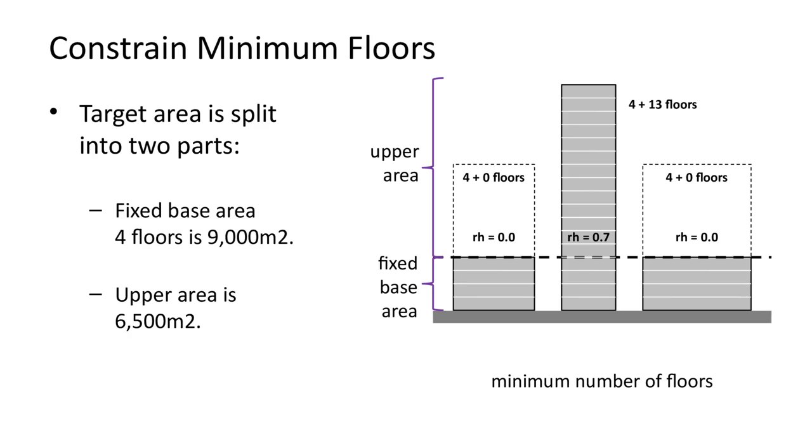In order to solve this constraint, the target floor area is first split into 2 parts. The first part is the base area, which will remain constant. In this case, it is 4 times the footprint area of the lots, which comes to 9,000 meters squared. The second part is the remainder of the target area, which we call the upper area. This will be 6,500 meters squared.